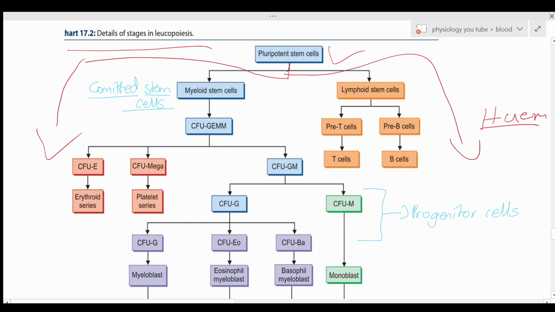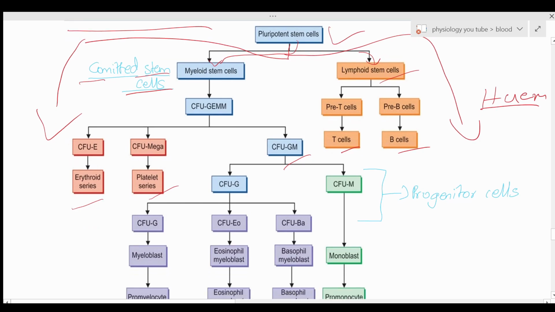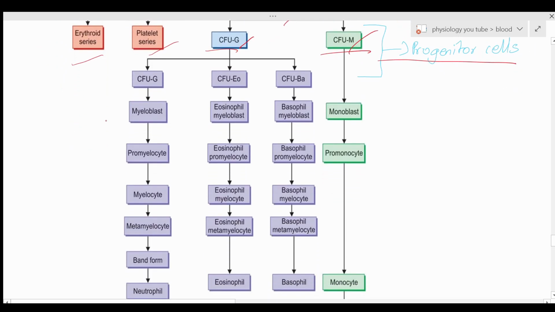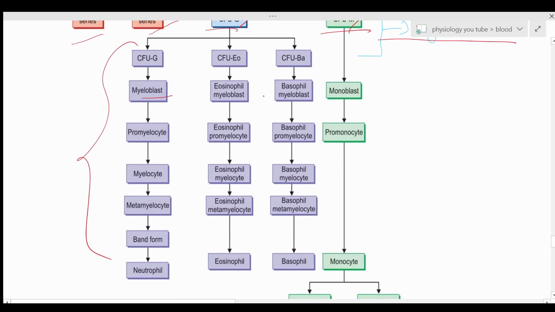Once it gets differentiated into different types of cells such as committed stem cells, they are going to commit towards particular cells such as the erythroid series and the platelet series, and then the granulocyte and monocyte series. You can see lymphoid stem cells which are committed to form T cells and B cells. Again, these cells give rise to progenitor cells. Here it is CFU-G and CFU-M. G refers to granulocytes, M refers to the monocyte precursors. And these are all blast cells. You can see the word blast here.